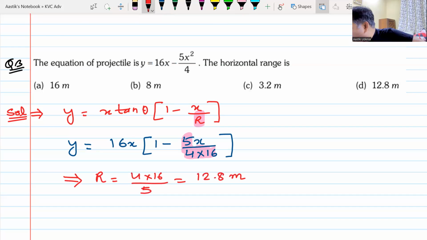So how much is my range? My range is 4 into 16 divided by 5. Yes or no? Yes, sir. And the answer is 12.8 meters. Bacha, you got 1/4 of this answer, so probably you missed this 4. Yes or no? Yes, sir.